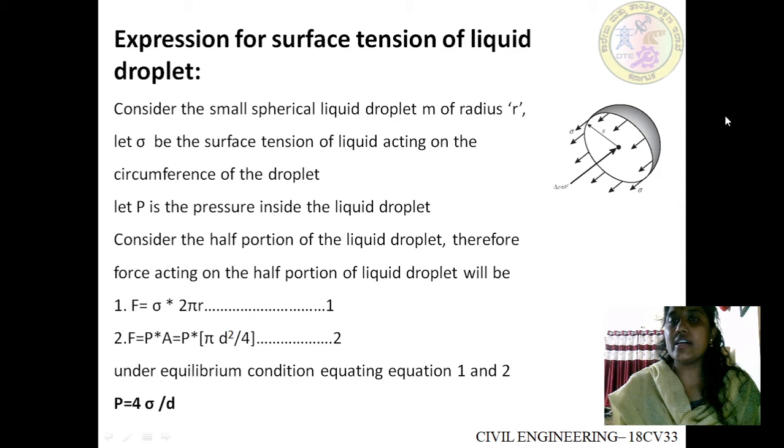If you see here, around the circumference of the liquid droplet, a surface tension force is acting. Then let capital P be the pressure inside the liquid droplet. If we consider what are the forces acting on the half portion of the liquid droplet, there are two forces. First one is the surface tension force, which is acting around the circumference of the liquid droplet, which can be written as F is equal to sigma into circumference, so it is 2 pi r.